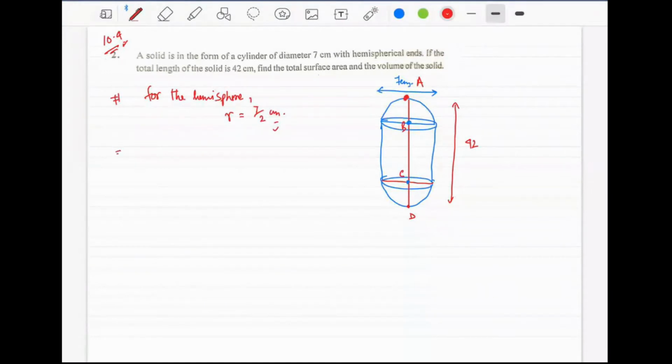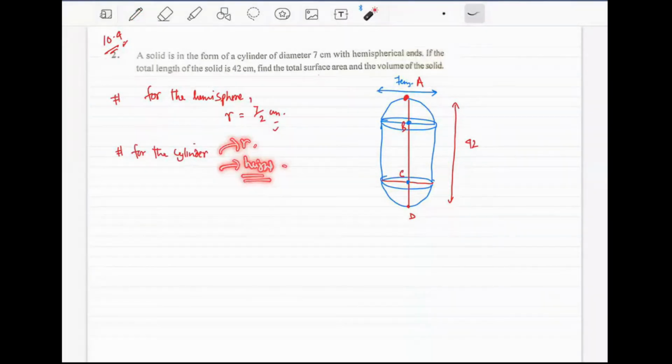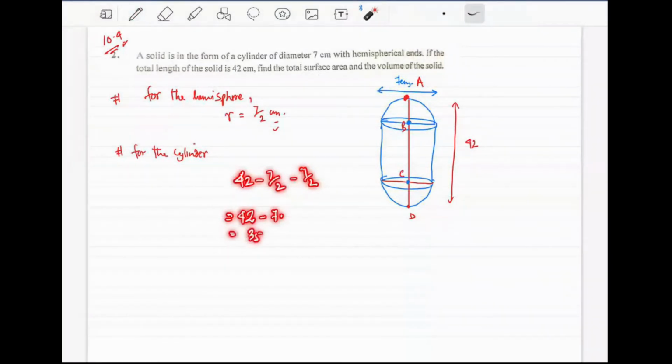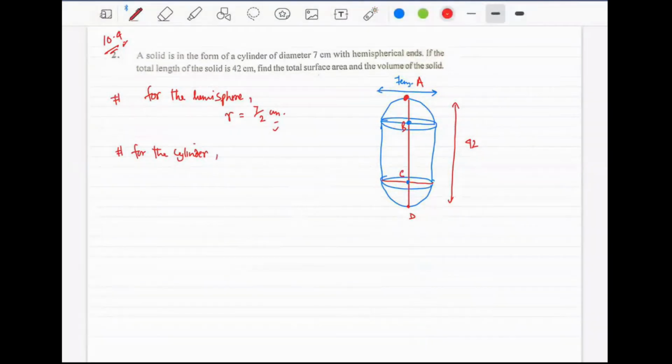And now coming to the cylinder. For the cylinder, we need two things, right? We need the radius and we need the height. So the radius will be the same as this one, 7 by 2 centimeter. And the height we have found out: from 42 we have subtracted 7 by 2 and 7 by 2. So we had 42 minus 7, which was equal to 35. So for the cylinder, the radius was 7 by 2, same as the hemisphere. Height was 35.